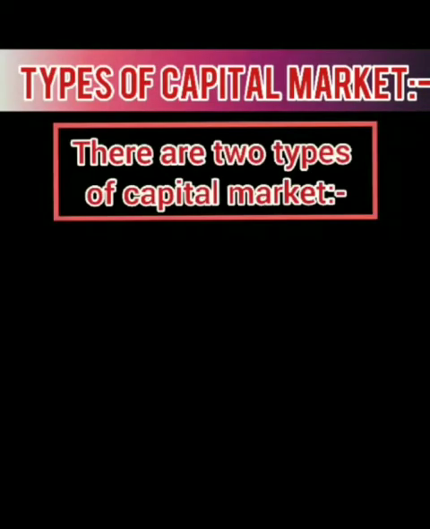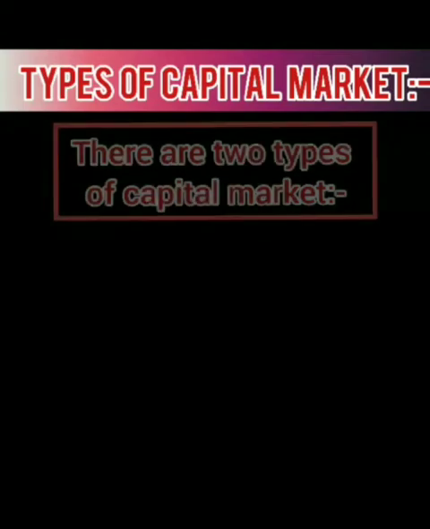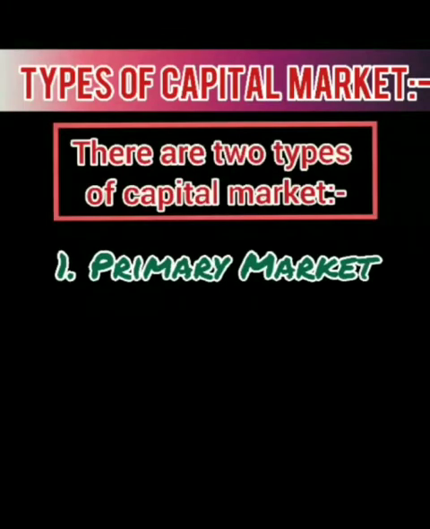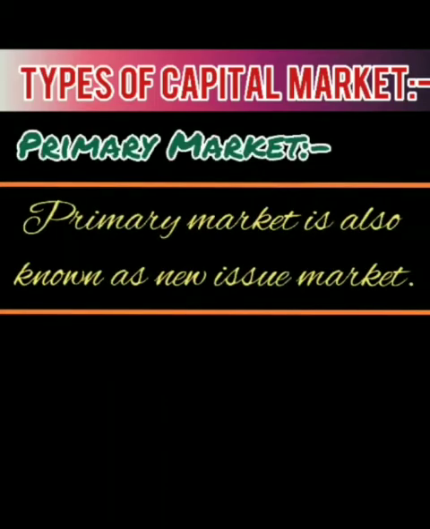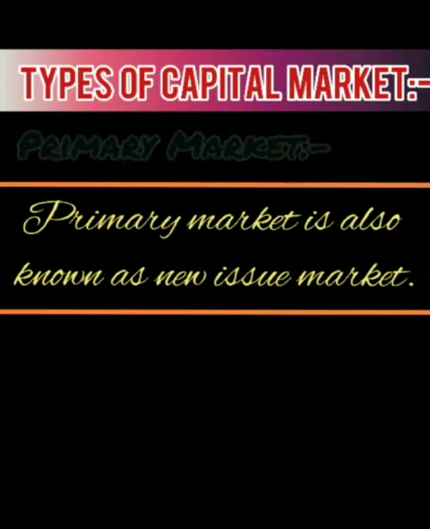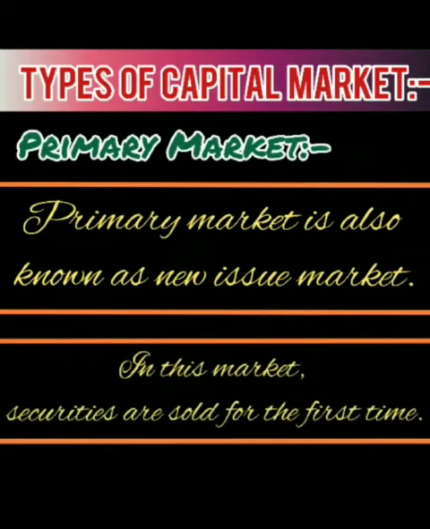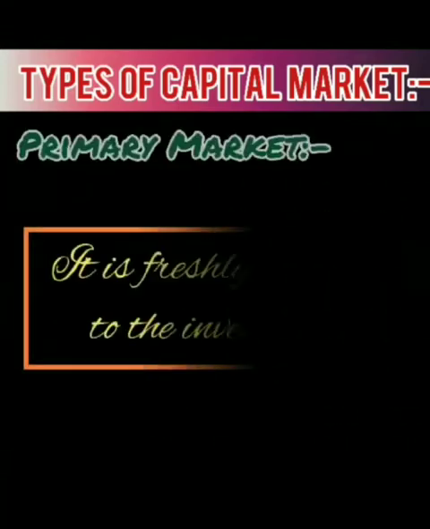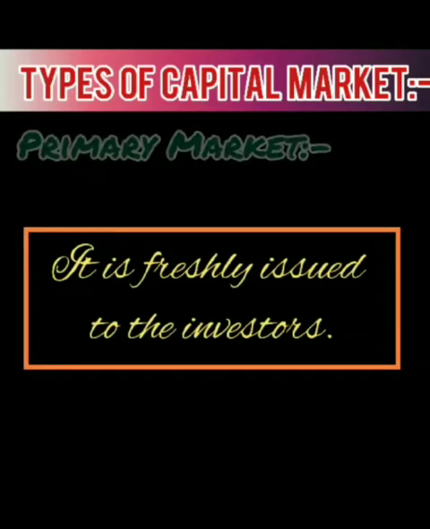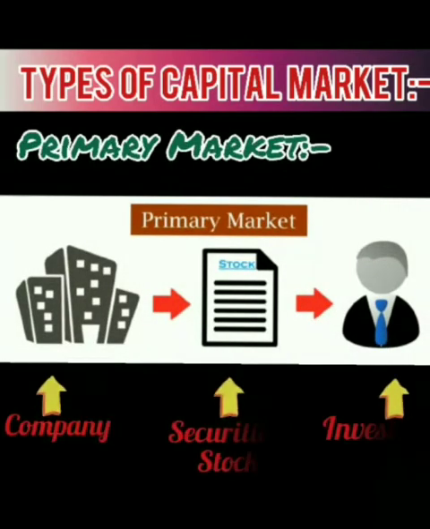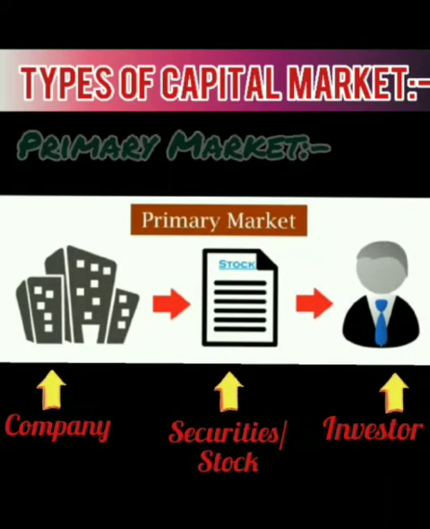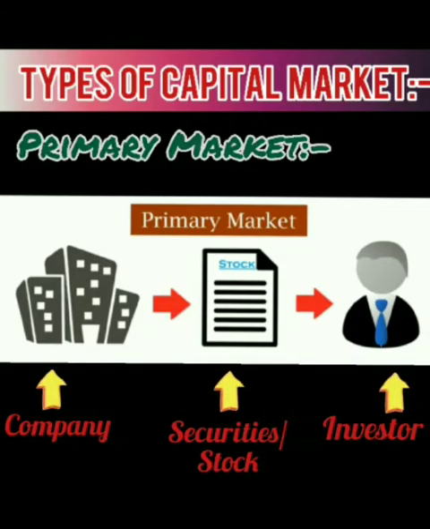So, there are two types of capital market: primary market and secondary market. Primary market is also known as new issue market. In this market, securities are sold for the first time. It is freshly issued to the investors. In this given diagram, you can see that the company is selling its stock or securities to the investors.